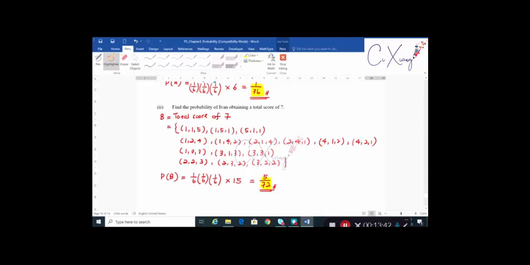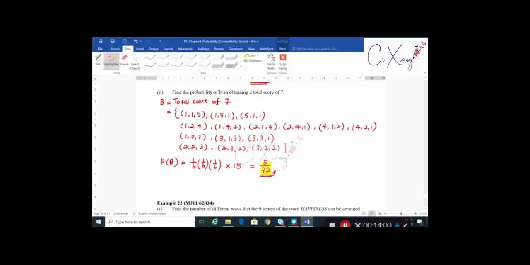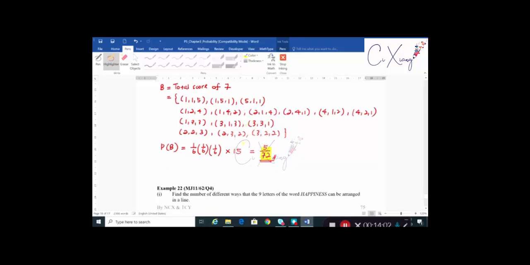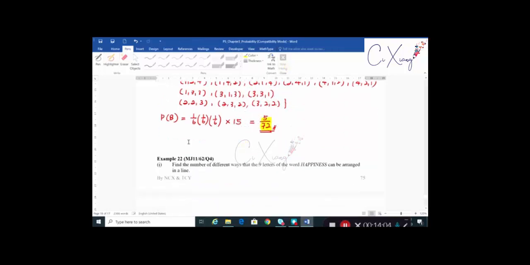Alright, so this actually also involves permutation and combination, right? Just that you are writing it out one by one. Okay, so this is what you have for example 21. Then maybe we proceed to the last example for this part. So the last example is example 22.